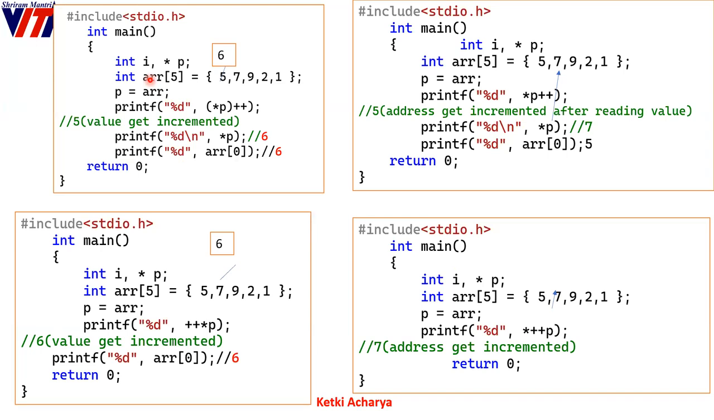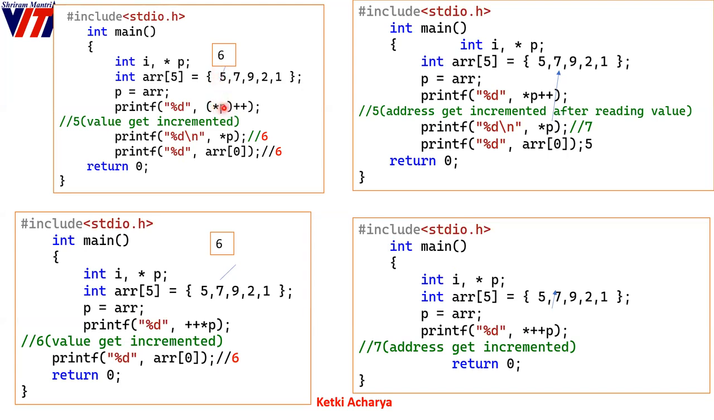ARR holds the base address. So P is pointing to the base address. Now when we read pointer P, observe here there is a parenthesis and then plus plus. So pointer means it is a special type of variable which will hold an address. And when I say pointer P, what is the value at address P? P is pointing to the base address and the value at the base address is 5.